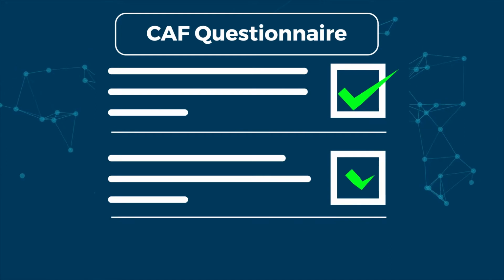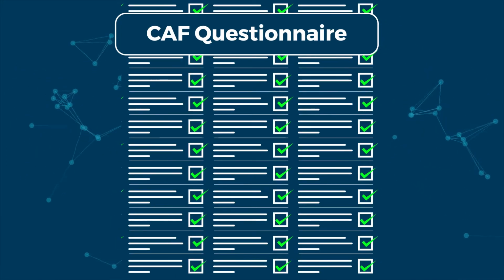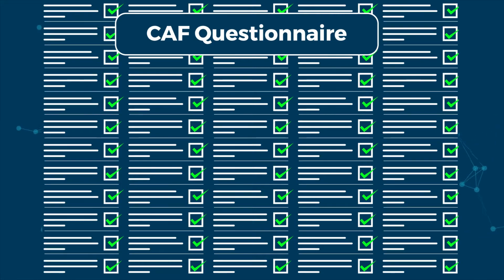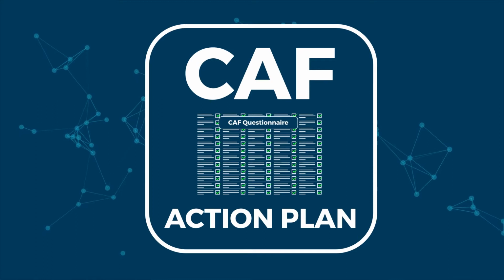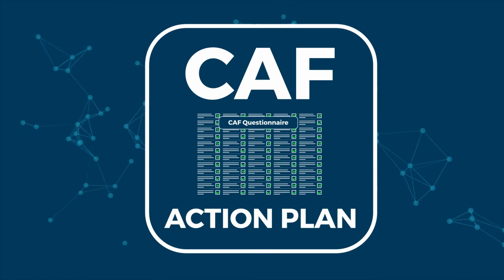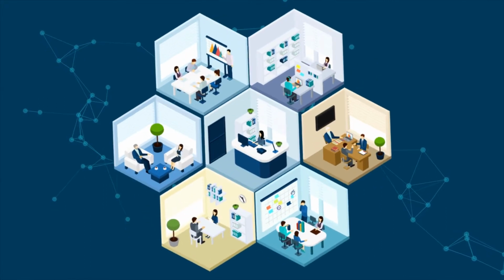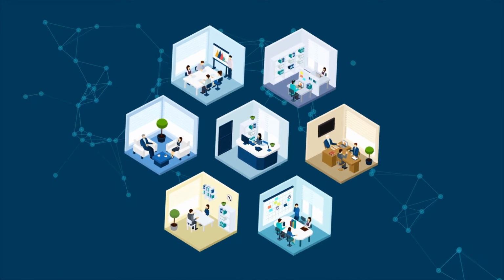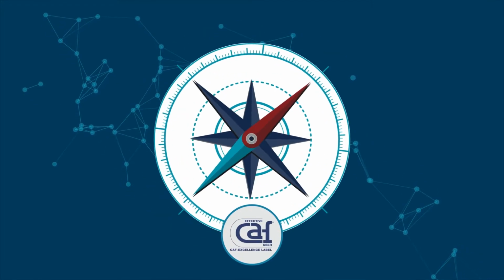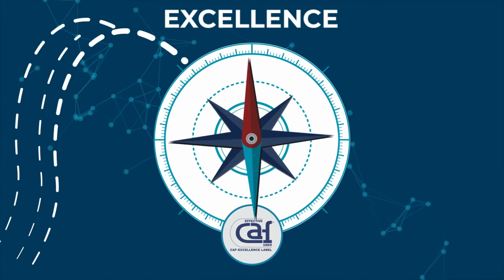CAF's core is a sample questionnaire of approximately 200 questions that captures the quality of a public administration or organisation. Then, through the CAF Action Plan, an organisation implements the jointly defined improvements. Depending on the organisation's size, CAF can be introduced for the whole organisation or in single departments. That is why CAF can be the compass to help managers find the path to excellence.